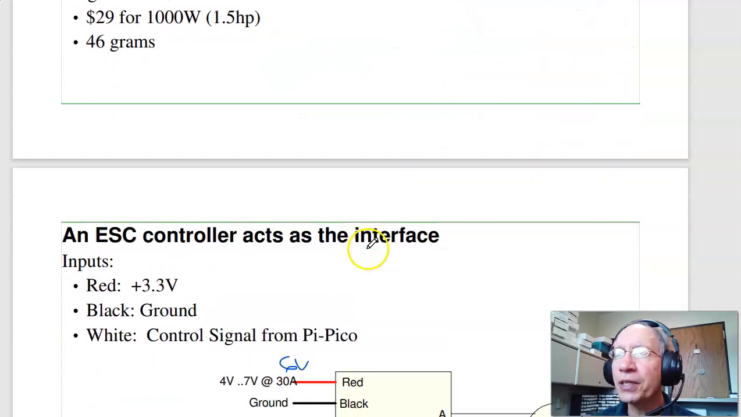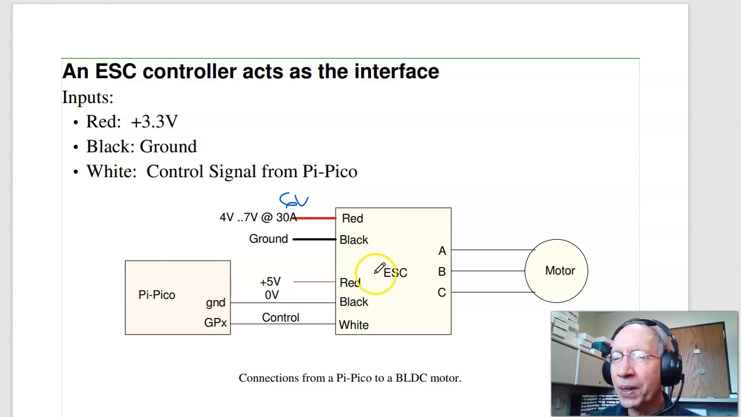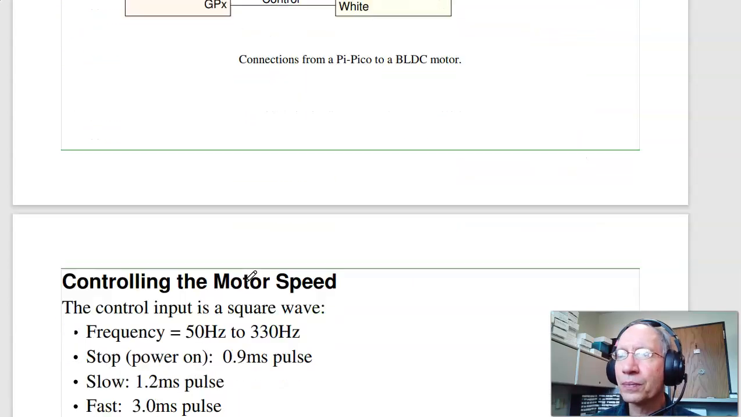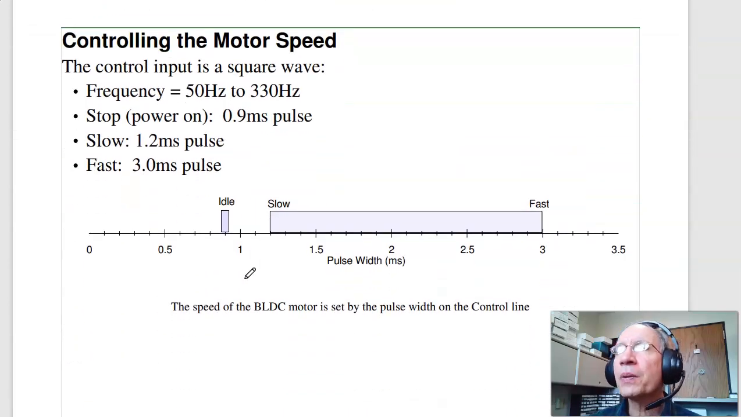On those 3 wires, I've got red, black, and white. The red is 5 volts, black is 0 volts, common ground, and white is your control signal. Now what the control signal looks like is a pulse width. The frequency is between 50 Hz and 330 Hz. On power up, it needs to be 0.9 milliseconds.